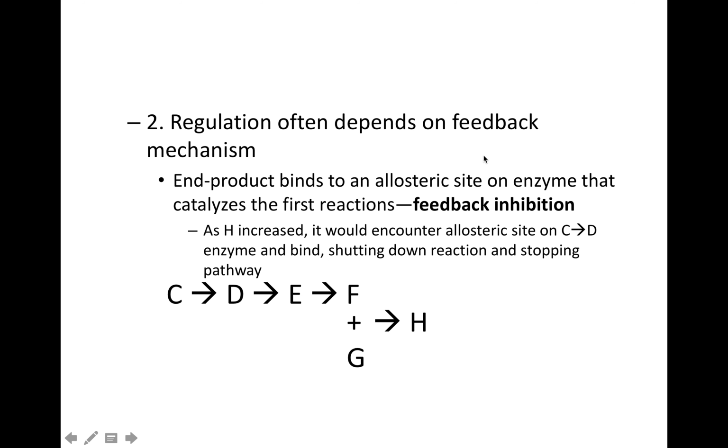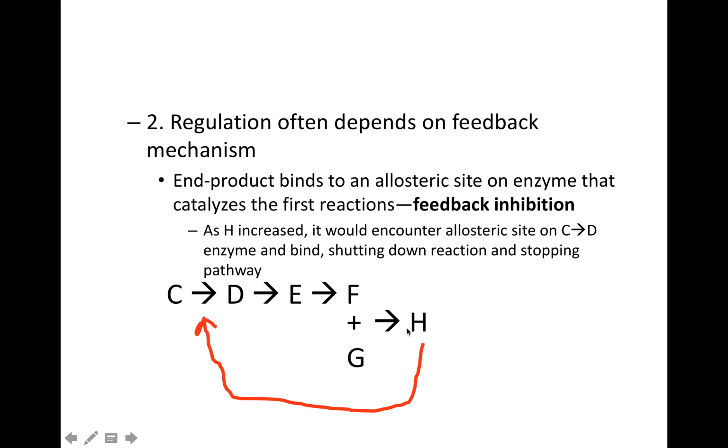So the regulation often depends on the feedback mechanism where the end product binds to an allosteric site on the enzyme that catalyzes the first reaction. We call that feedback inhibition. Whereas H increases, it would encounter all the allosteric sites on the C and D enzymes and bind, shutting down the reaction and stopping the pathway.